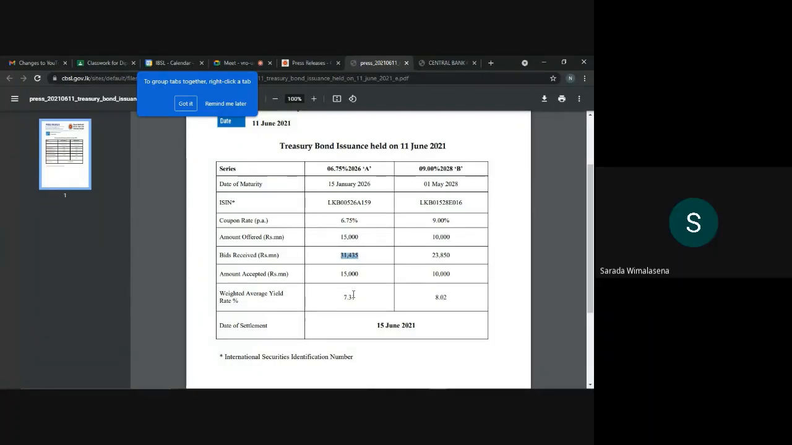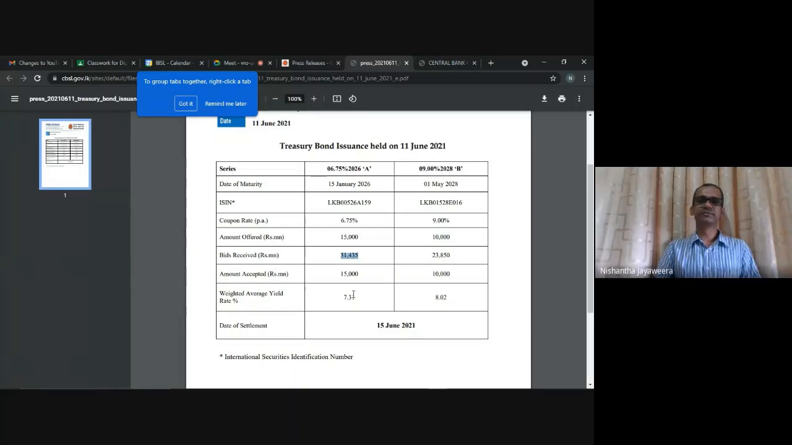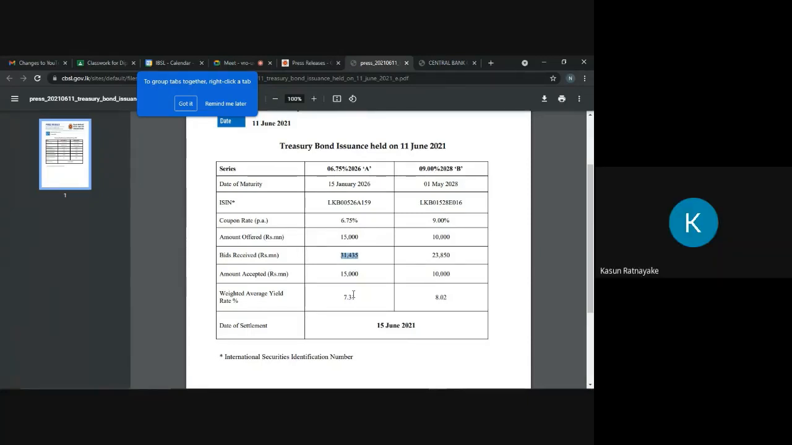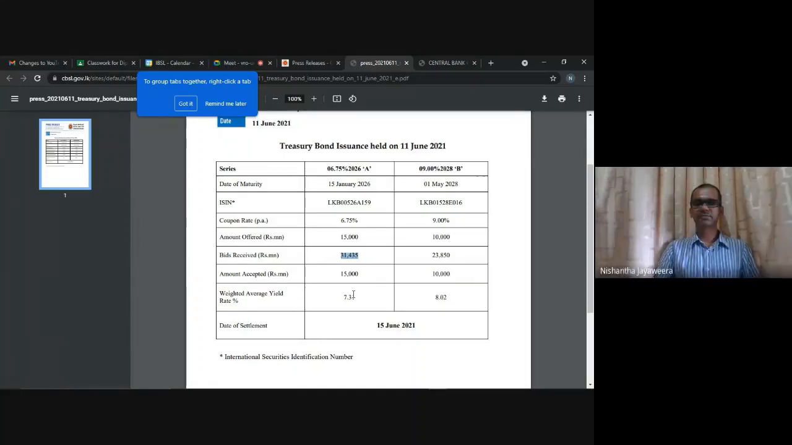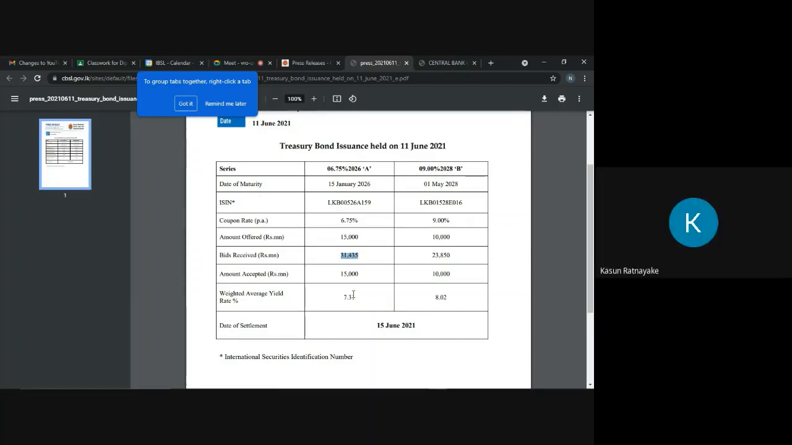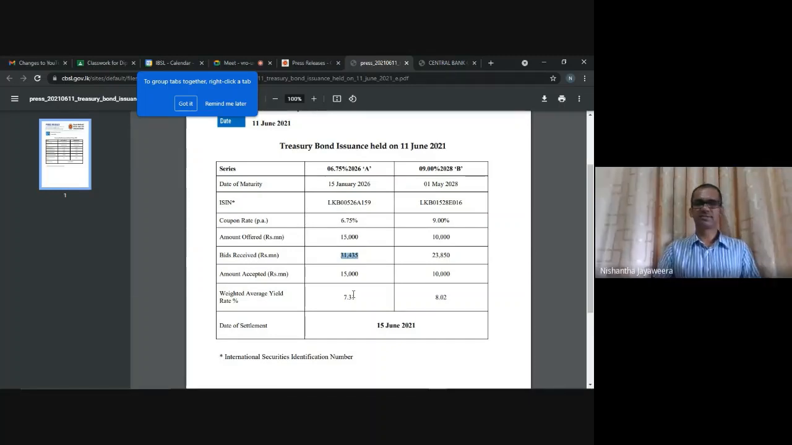So in the auction, are they bidding for yield or for price? Yield. In the Sri Lankan system, it's for the yield. So if the central bank announces a maximum yield rate for acceptance, can banks offer more than that? Banks can put a higher rate, but it will be rejected. Anyway, there's no point in quoting such a rate. Yes.